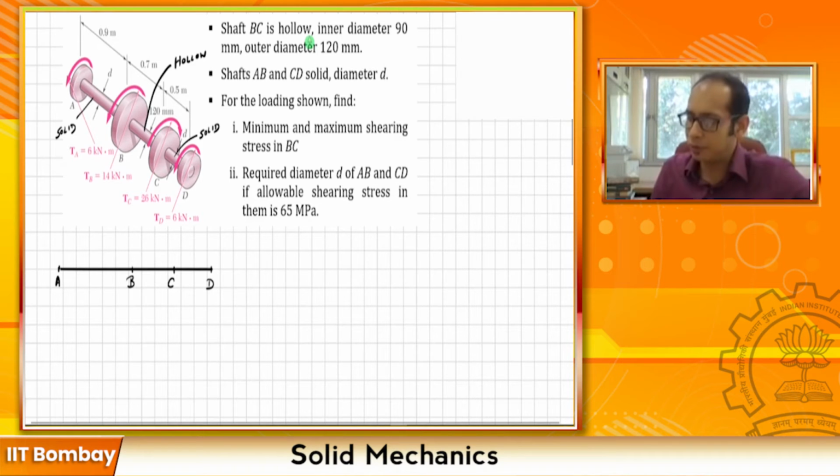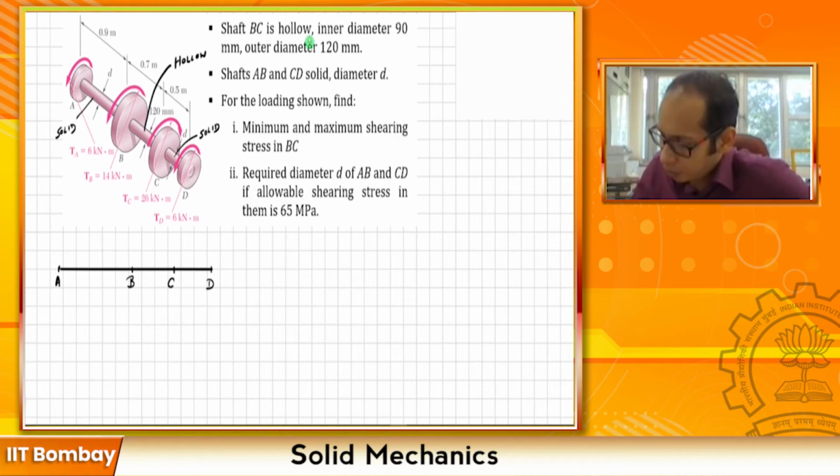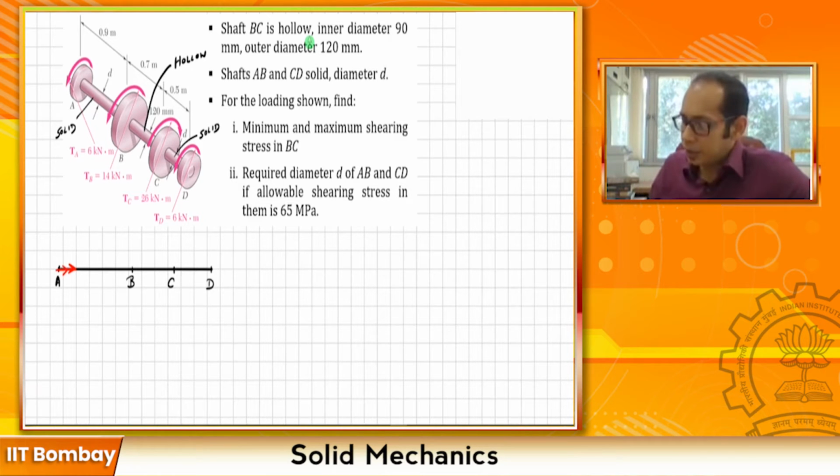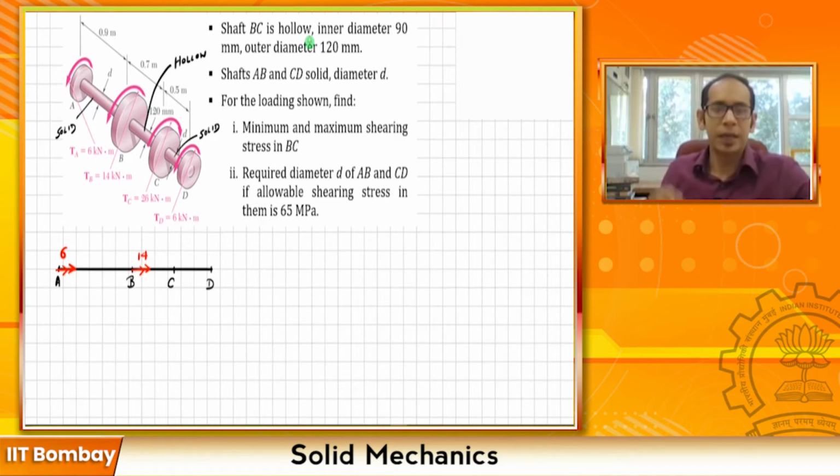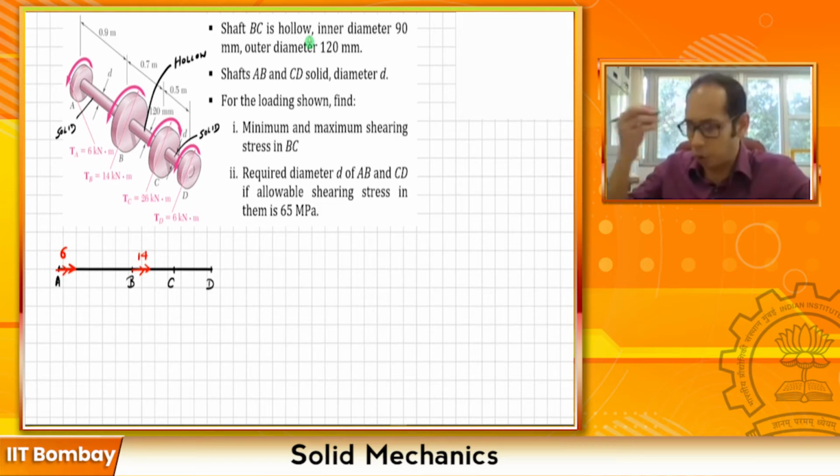So for example, for A, if you curl your fingers, it points towards the axis of the shaft over here. So at A I am going to have a torque of 6 kilonewton meters. I'm just going to write the numbers over here because the units are given and I want to keep the figure a little neat. So 6 kilonewton meter over there. Then at B I have a 14 acting along the same direction, and at the point C I have a 26 in the opposite direction.